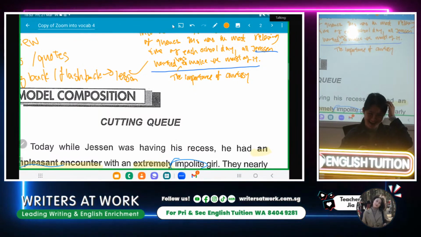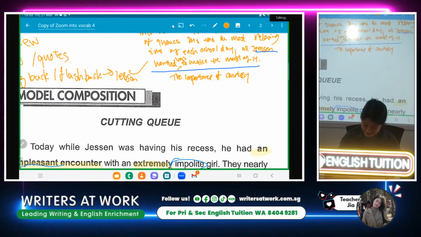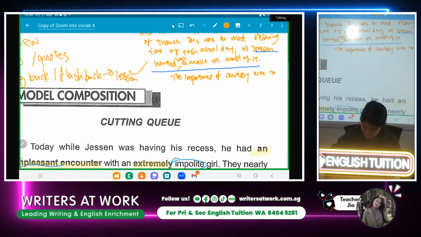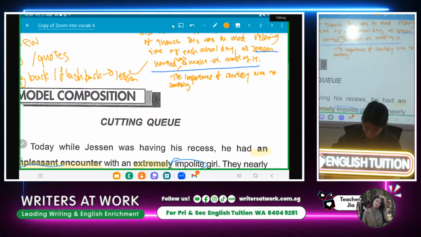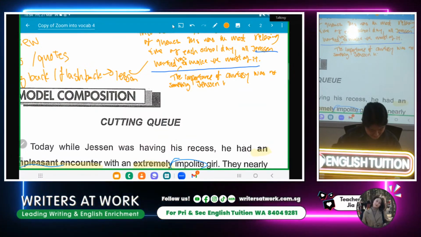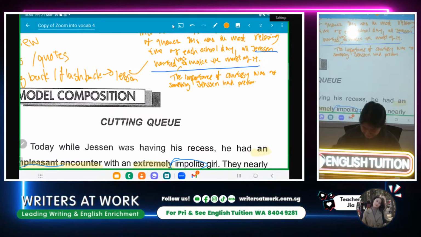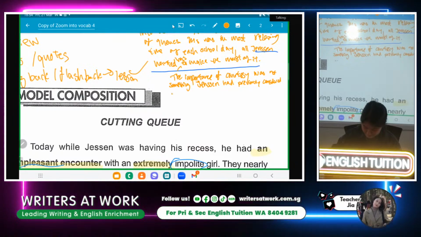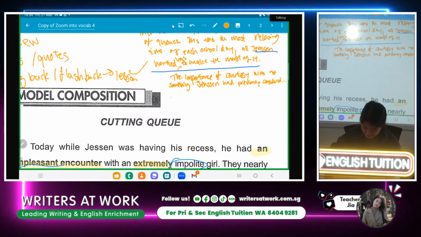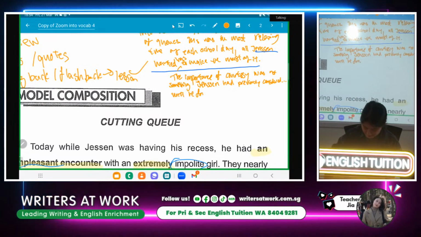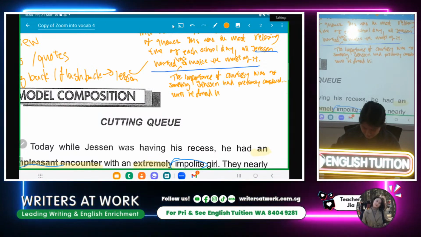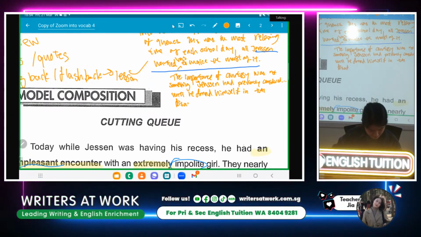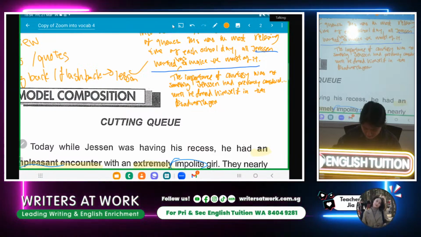Alright, the importance of courtesy was not something Jensen had previously considered until he found himself in that disadvantageous situation.